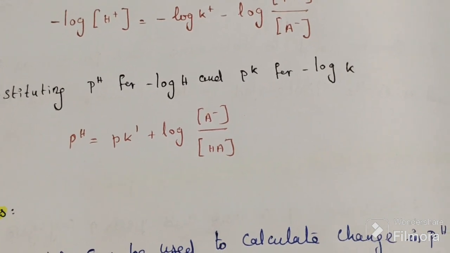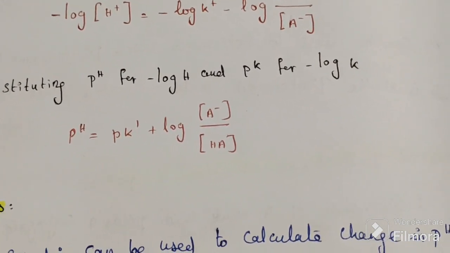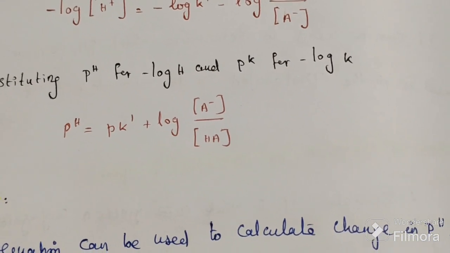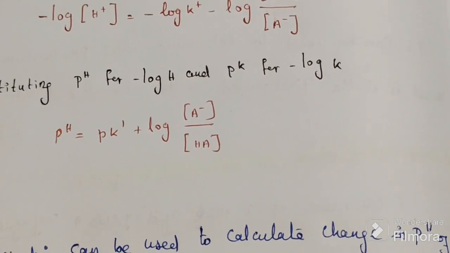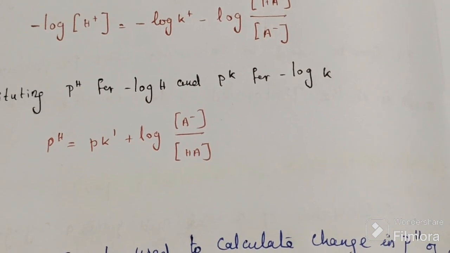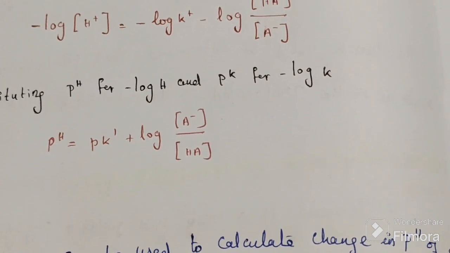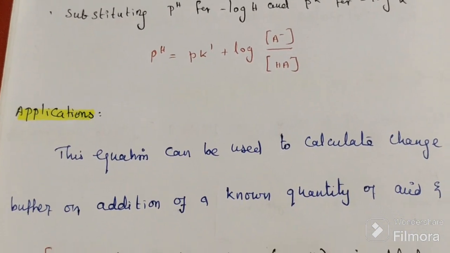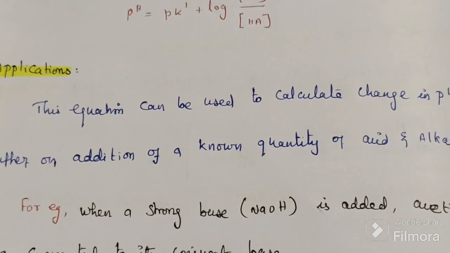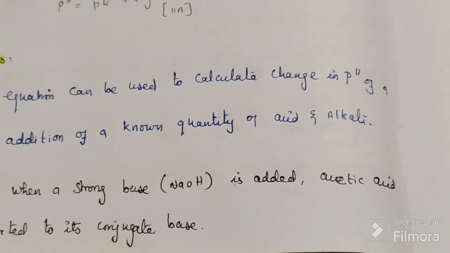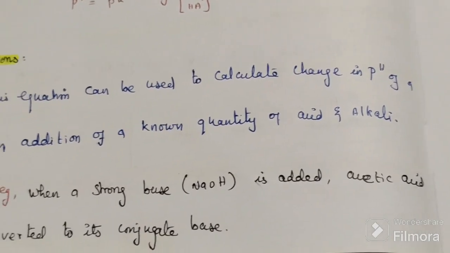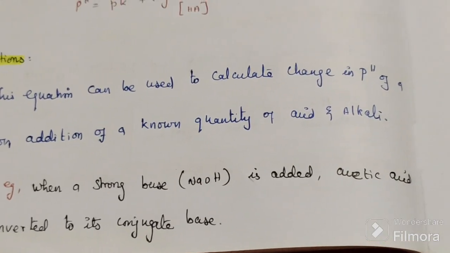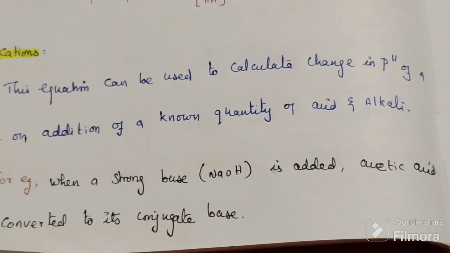So pH is equal to the dissociation constant pK plus log of conjugate base divided by weak acid. Now, applications of this equation: it can be used to calculate the change in pH of a buffer on addition of a known quantity of acid and alkali.